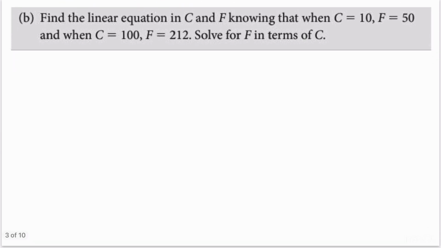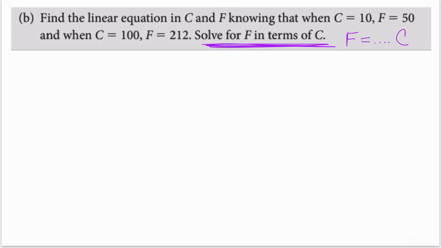For part B, it says find the linear equation in C and F, knowing that when C equals 10, F equals 50, and when C equals 100, F equals 212. Solve for F in terms of C. This right here, you have to pay a lot of attention to. What does that mean? Solve for F in terms of C. That means that you want an answer where you have F equals something that has the letter C in it, which means that my C is my X and my F is my Y.